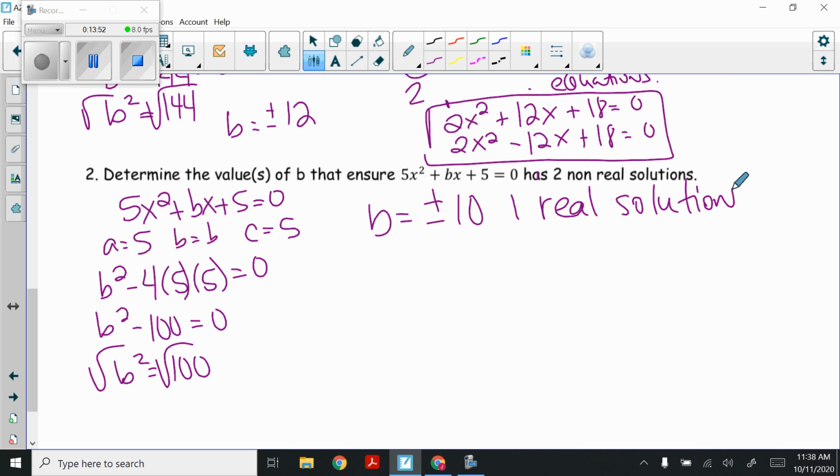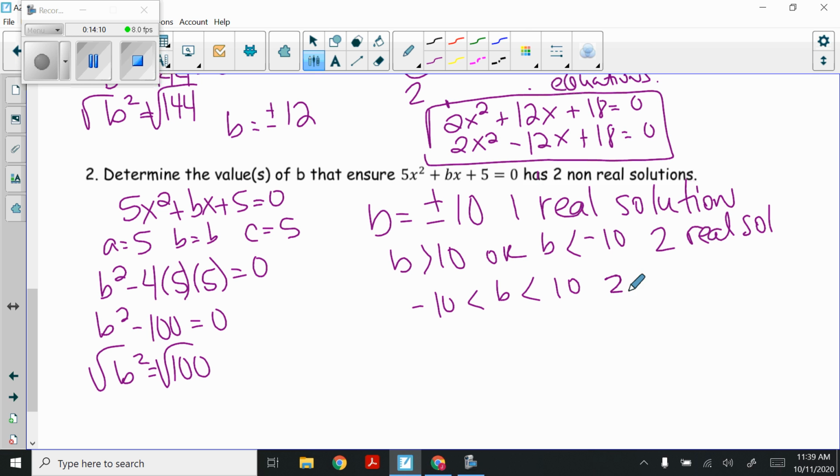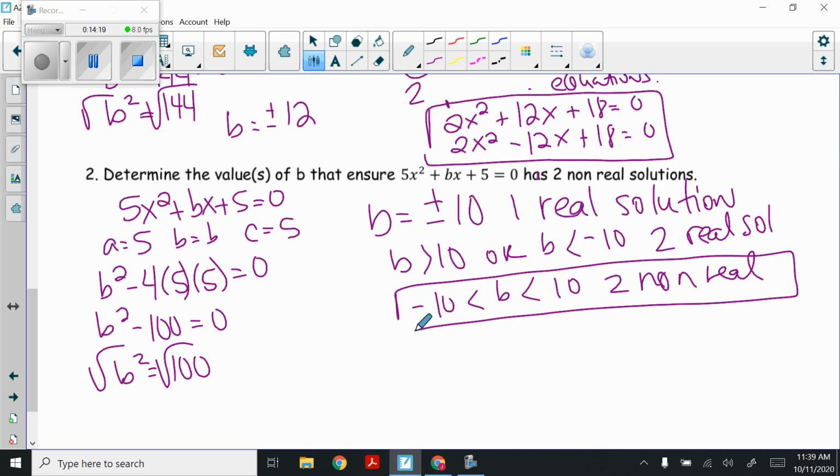Okay? So that means that if b was greater than 10 or b less than negative 10, it would have two real solutions. b between negative 10 and 10 would have two non-real solutions. So this is what they asked me, non-real. So two possible equations, I could say, let's say 5x squared plus 8x plus 5 equals 0, or 5x squared minus 6x plus 5 equals 0 would get me two non-real.